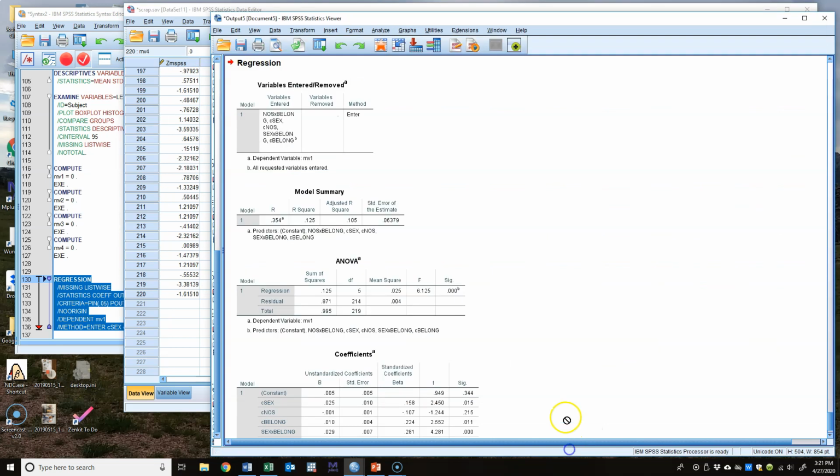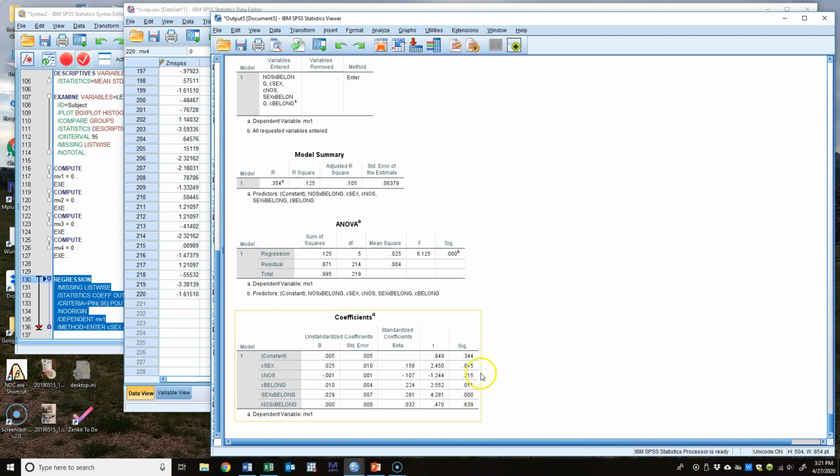Okay. So if I go to my output and look at my coefficients, it looks like some combination of sex, belongingness, and then the interaction of sex and belonging. Something about that combination of predictors is causing this to register as a multivariate outlier.